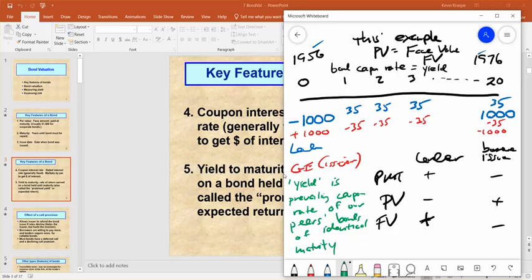Usually what happens is that bonds are issued with a coupon rate that equals the yield. You just have to borrow at whatever the market rate is. In fact, sometimes you even think of the yield as the market rate for borrowing.